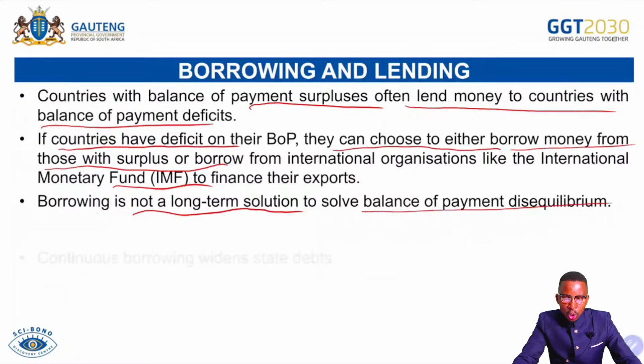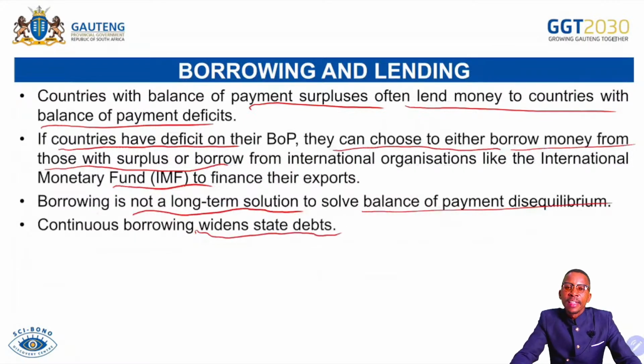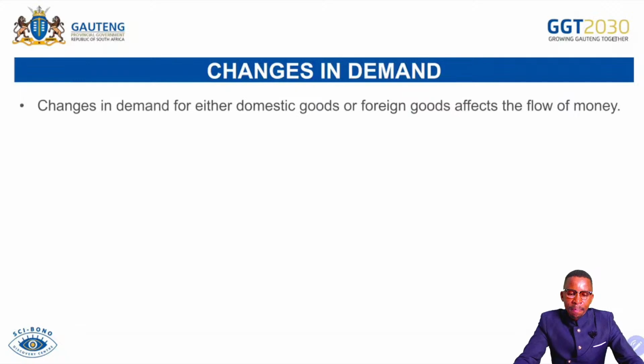It's a short-term solution. Continuous borrowing widens the state debts, which will lead the country to exhaust its borrowing capacity as it's trying to compile its budget. Like South Africa, which has exhausted its borrowing capacity in all organizations. So that's why it's difficult for the country to compile a proper budget. There are not many funds available because it cannot borrow much, having exhausted its borrowing percentage from different organizations.